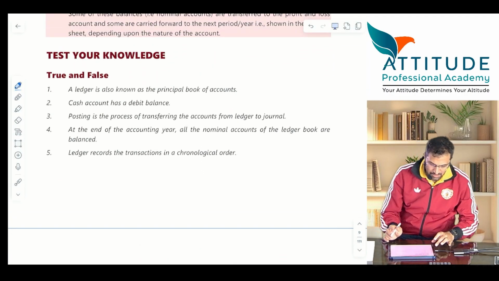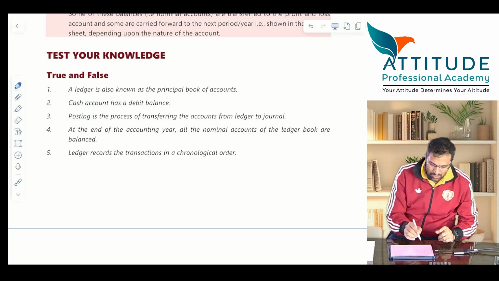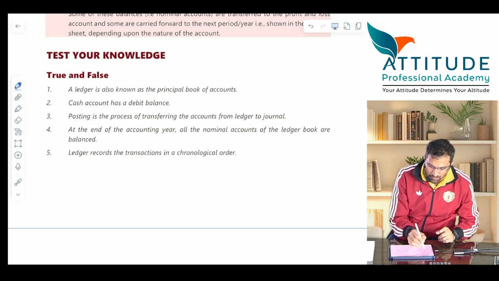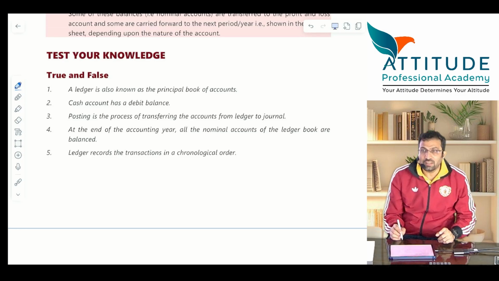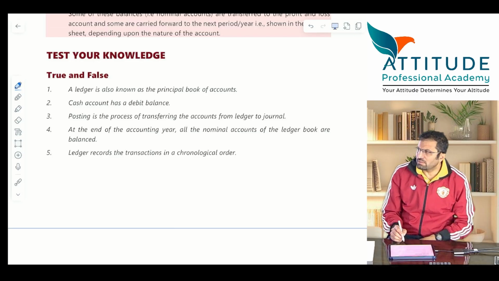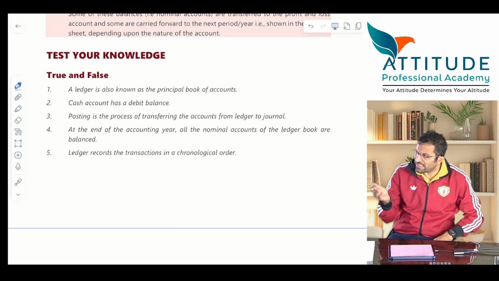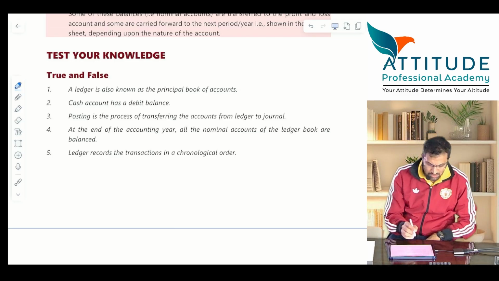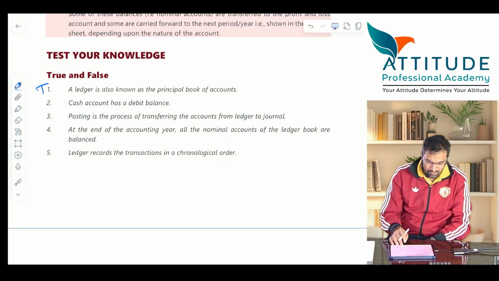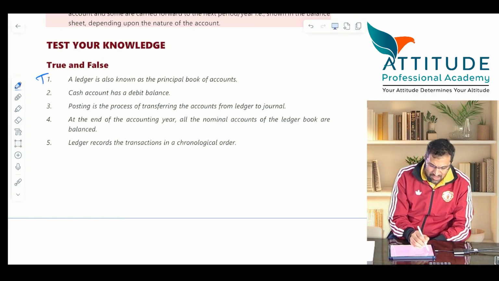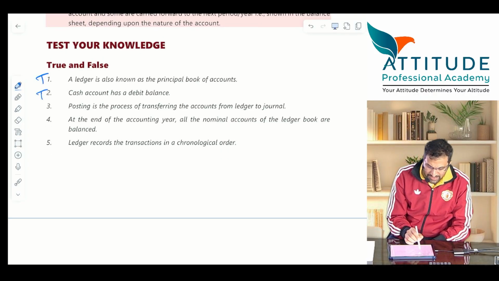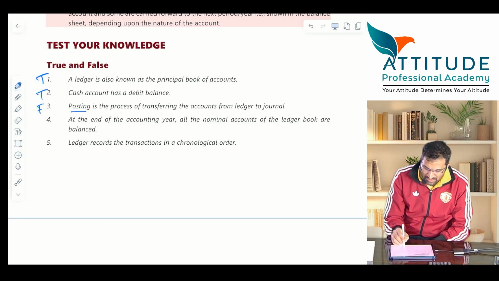Okay. True or false? Ledger is also known as principal book of accounts. True है. Ledger is a principal book, no? Is that clear? Next, cash account has a debit balance. True. Posting is a process of transferring the accounts from ledger to journal. False. Posting is a process of transferring the account from journal to ledger.